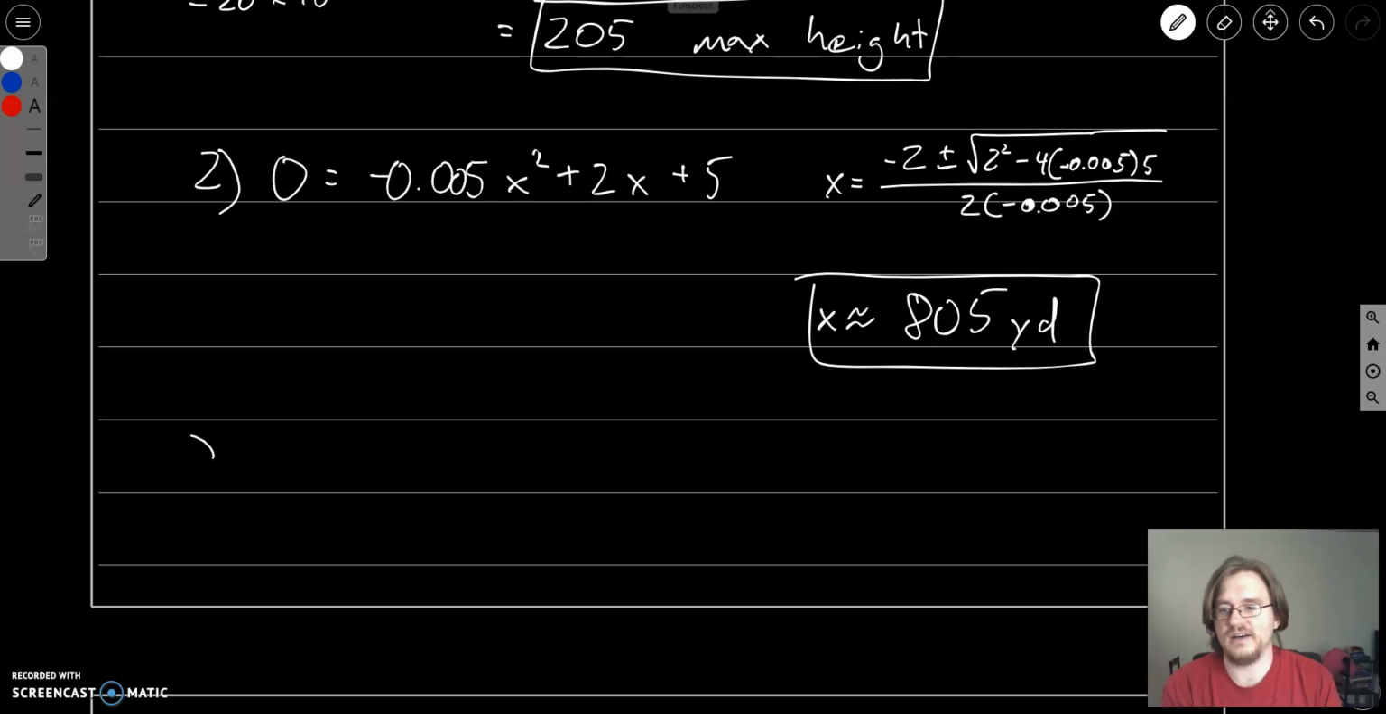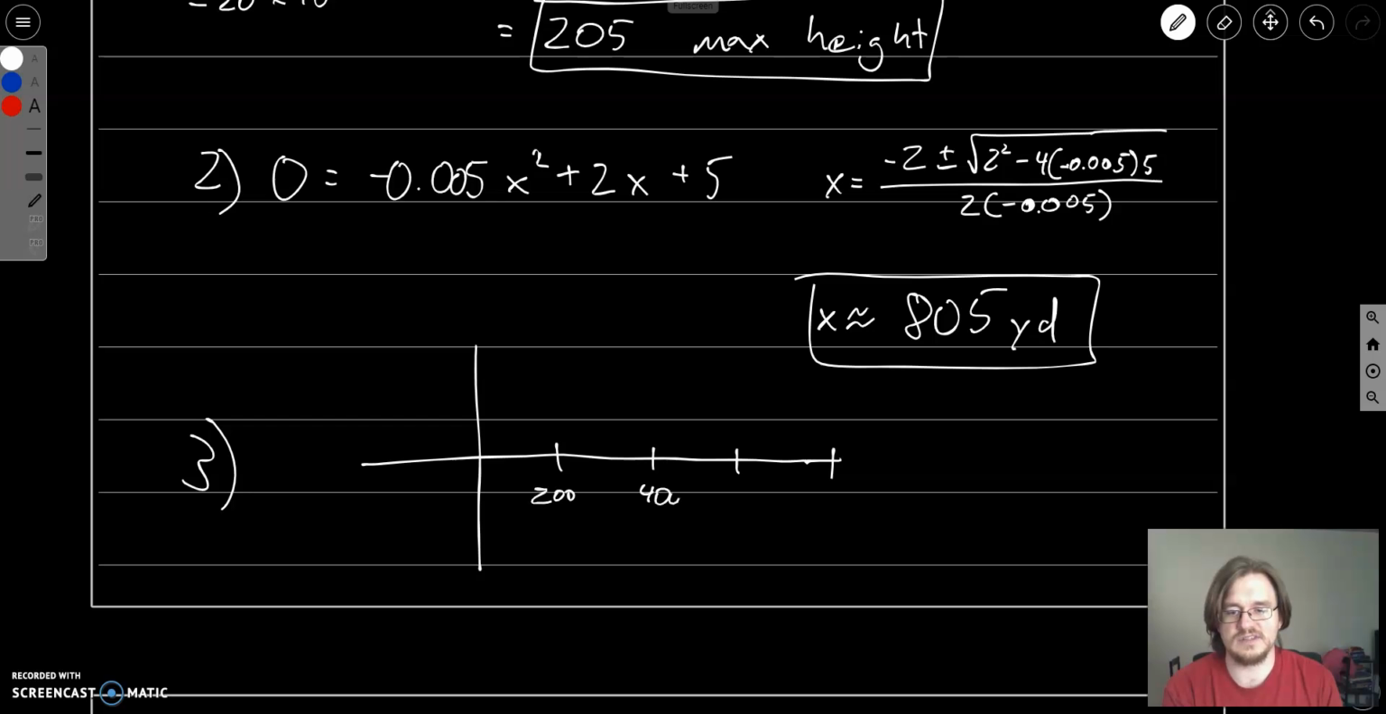And then part 3 just asks us to graph the formula, which we can. So if I go 1, 2, 3, 4, if I'm doing this in increments of 200, and at 200 we said that the maximum height is reached up here. So this is going to be roughly our parabola.